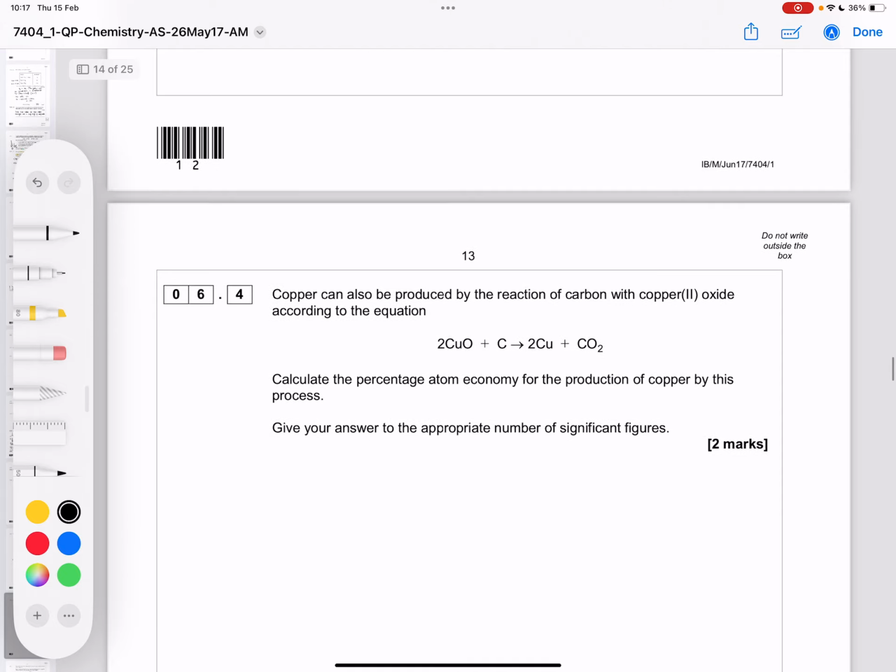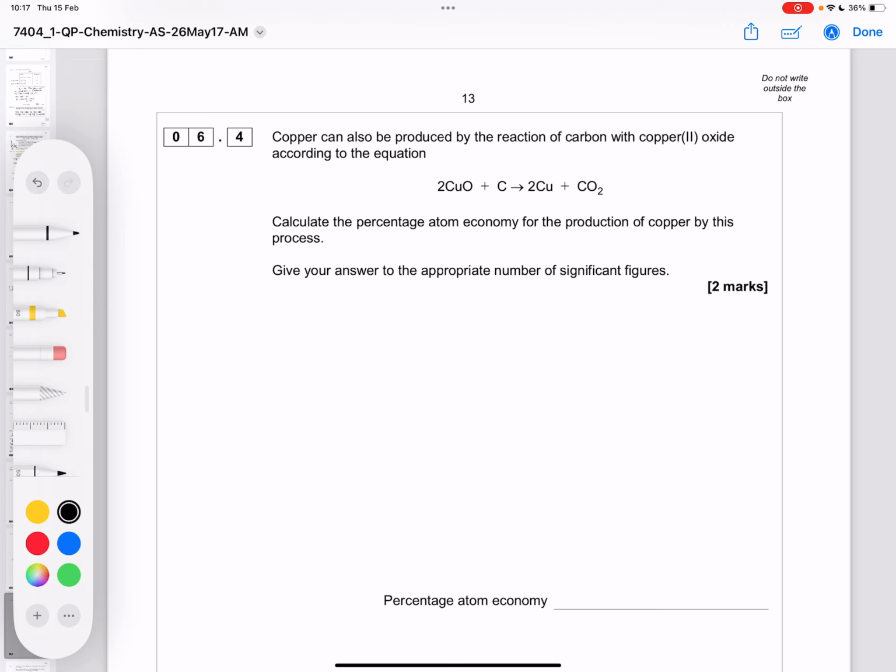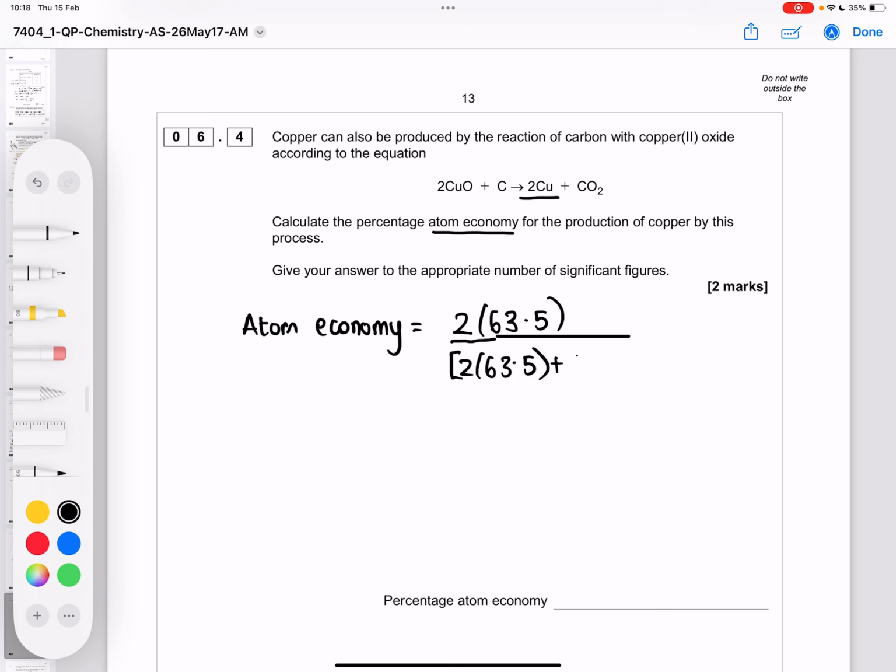And there's a final part of the question coming up on the next page. Copper can also be produced by the reaction of carbon with copper 2 oxide. According to the equation shown, calculate the percentage atom economy for the production of copper. So remembering that atom economy is the Mr of the useful product that you want, so we're making 2 coppers, each at 63.5, divided by the Mr of all the products. So that would be the sum of 2 coppers plus a carbon dioxide, which is 12 plus 2 16s.